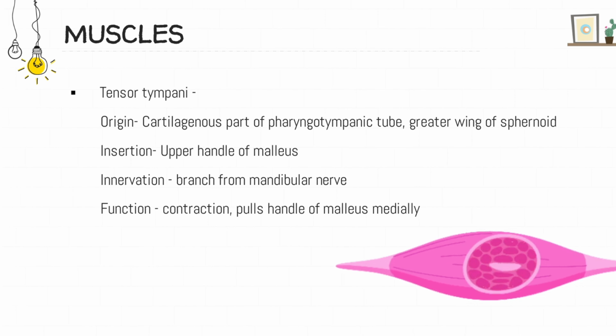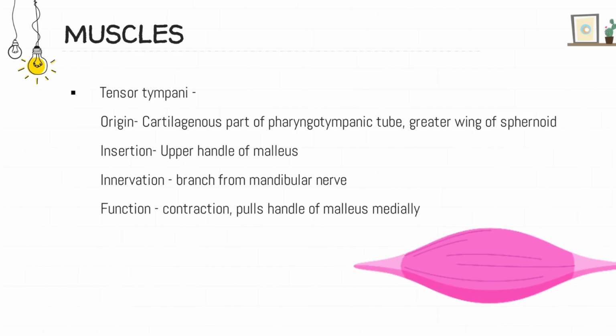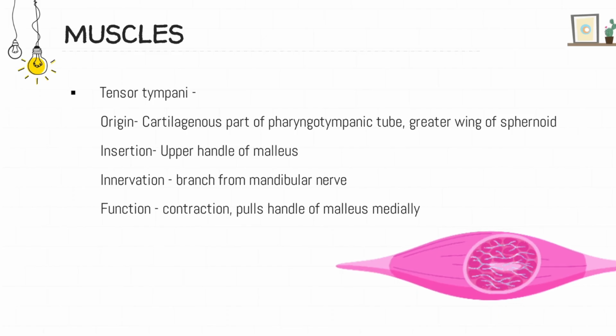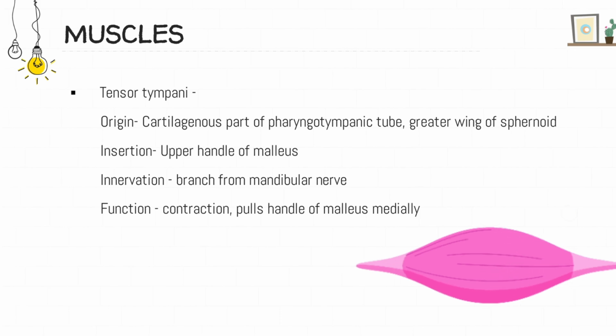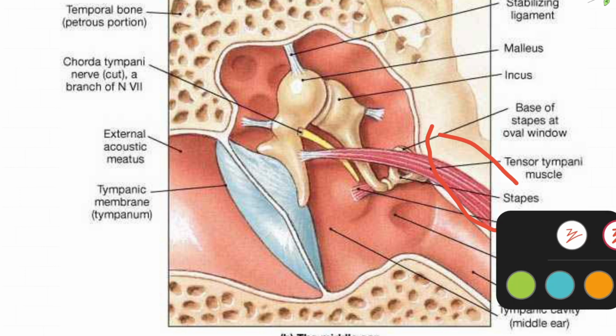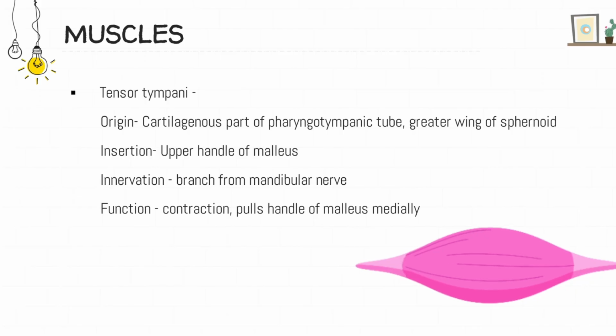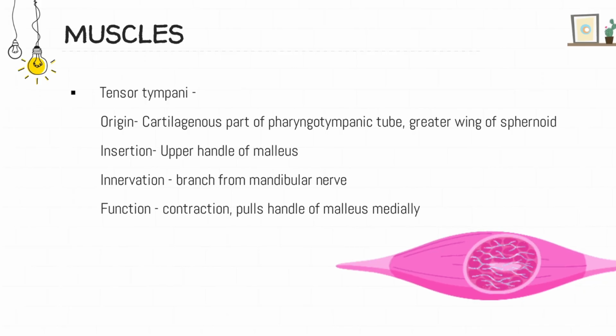Muscles in the middle ear. First is the tensor tympani. The origin is from the cartilaginous part of the pharyngotympanic tube. I told you there are two parts of the pharyngotympanic tube, a bony part and a cartilaginous part. The origin is from the cartilaginous part of the tube and the greater wing of the sphenoid, and the insertion is into the upper handle of the malleus. The innervation is by a branch from the mandibular nerve, and the function is contraction; that is, it pulls the handle of the malleus medially.